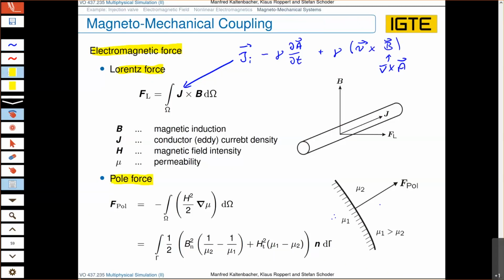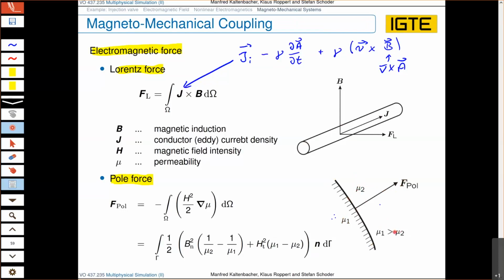Okay, on the other hand, we have here the so-called pole forces. You see here a sketch where we have two regions, a region where we have permeability mu1, a region where we have permeability mu2. In this case, we will have here on the interface a pole force due to the change of the permeability, and you see it is directed in this direction because the permeability mu1 is larger than mu2.